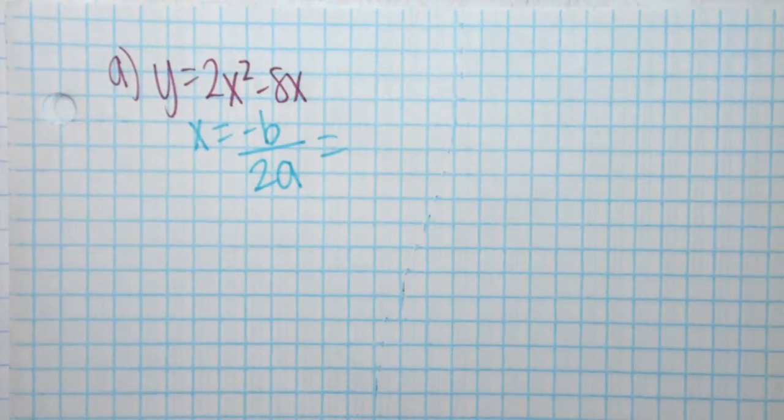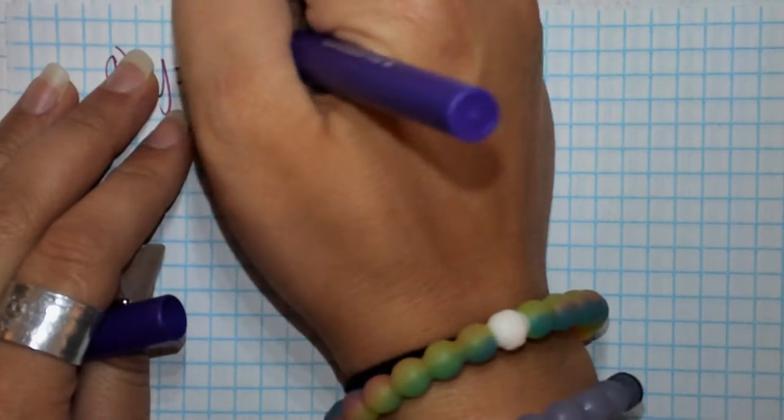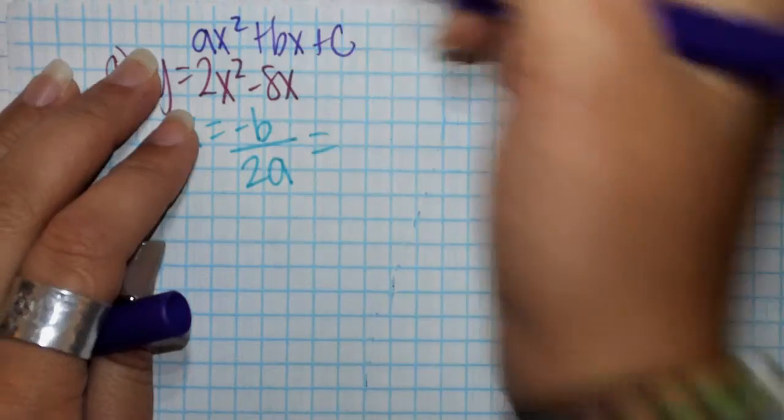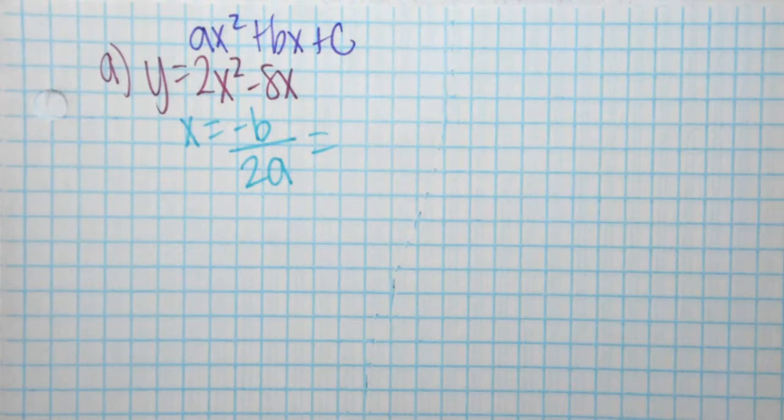Because remember, the basic form is AX squared plus BX plus C. So if you forget that, there it is. Magic. No wonder you were confused.